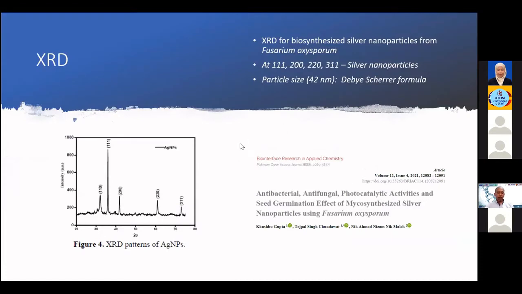Another one is silver nanoparticles. This is the XRD pattern of silver nanoparticles that we synthesized from Fusarium oxysporum, one type of fungus. Mycosynthesis, myco, is using fungus. And there are specific peaks for the silver nanoparticles, which are at 111, 200, 220, and also 311. And the particle size based on this formula is 42 nanometer.